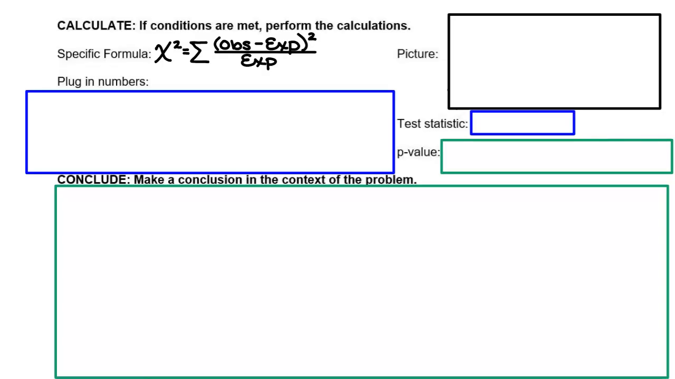I would like for you guys to calculate the chi-square test statistic, draw the picture, and find the p-value. I'm going to give you guys a couple minutes to do that. So this is another one where the test itself is not on the calculator, so we have to do them by hand. It's only goodness of fit that we've got, unfortunately.